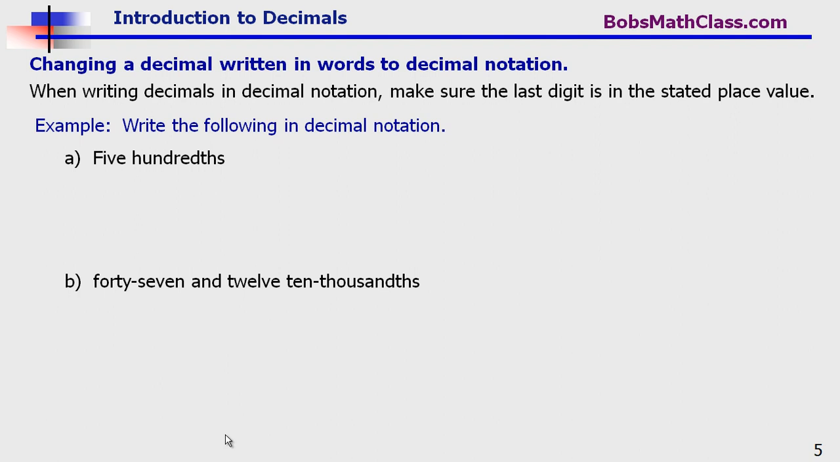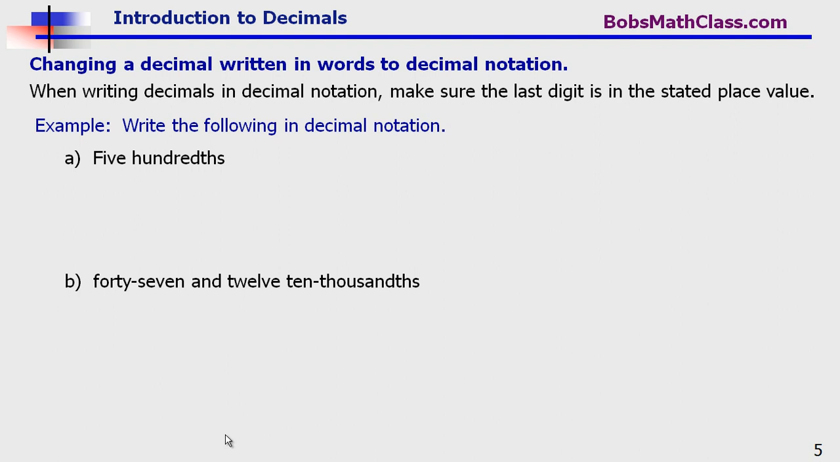5 hundredths. Okay, so we want to write it with decimals, not in words, just in decimals. 5 hundredths. Well, we just want to make sure that that number 5 is in the hundredths place. And there's no and. That means there's no number in front of the decimal point. So the whole number is just 0. So would it be 0.5?